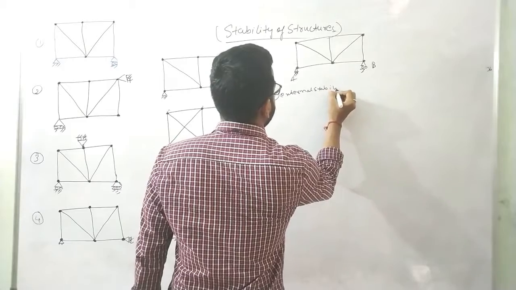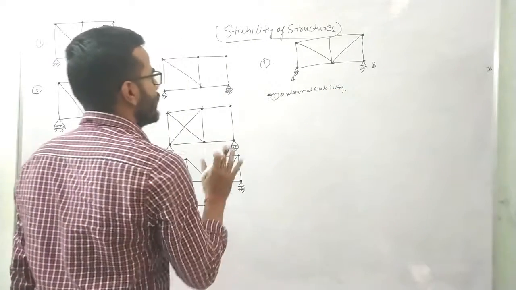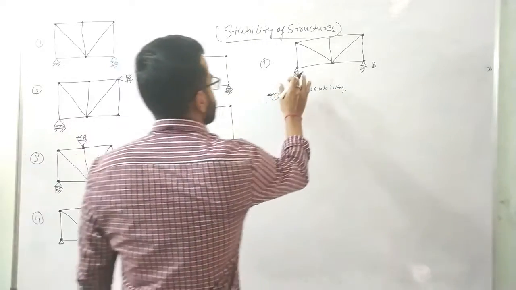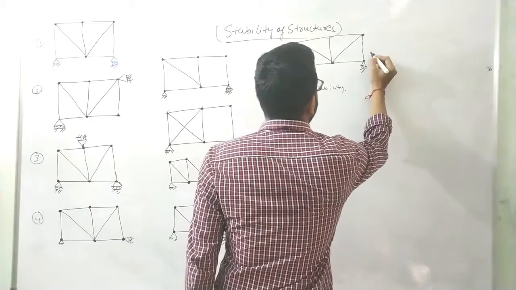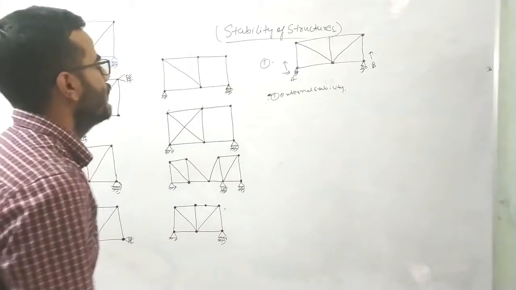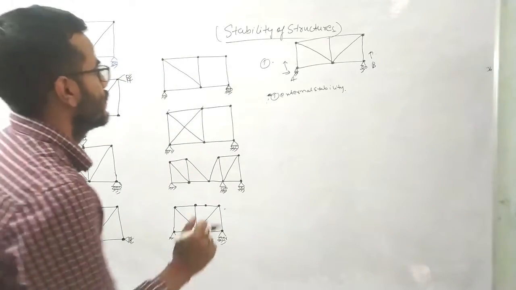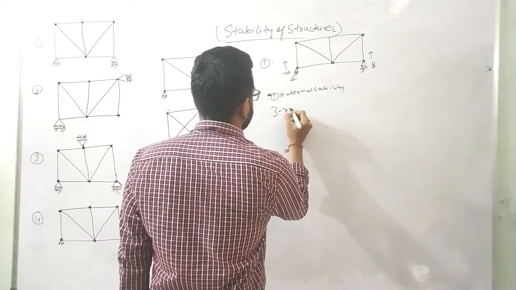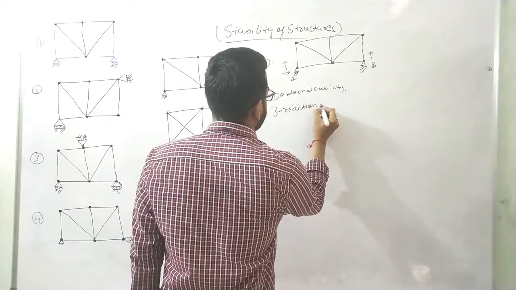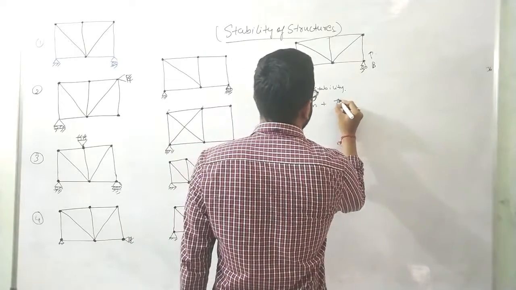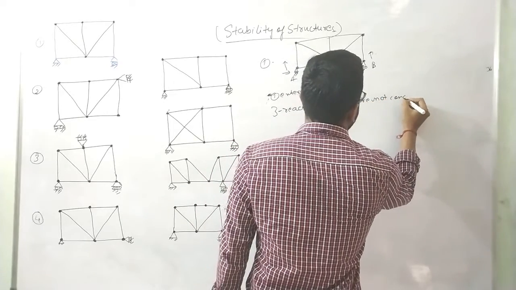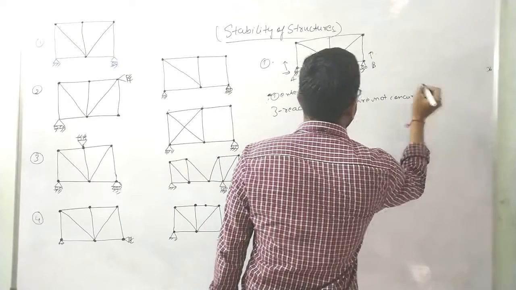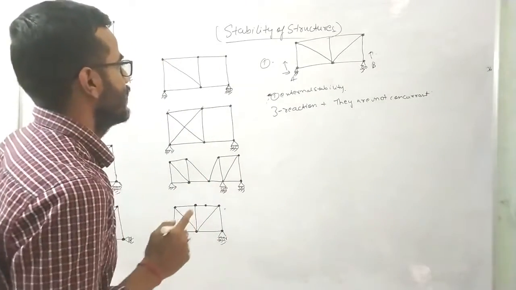External stability. If I am considering the external stability, the number of reactions I am getting at this point is one horizontal and one vertical, and at this point only a vertical reaction. So I have three reaction components, and they are not concurrent. So my external stability is satisfied.